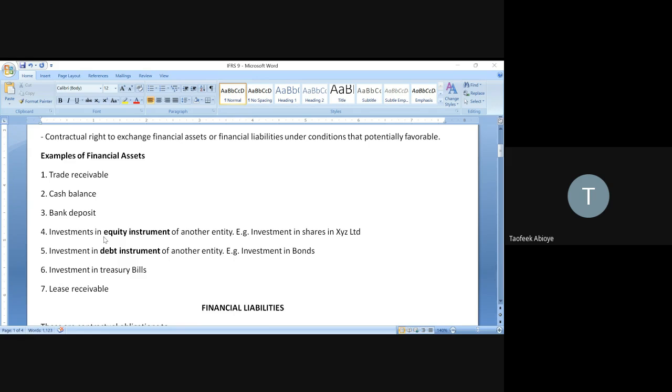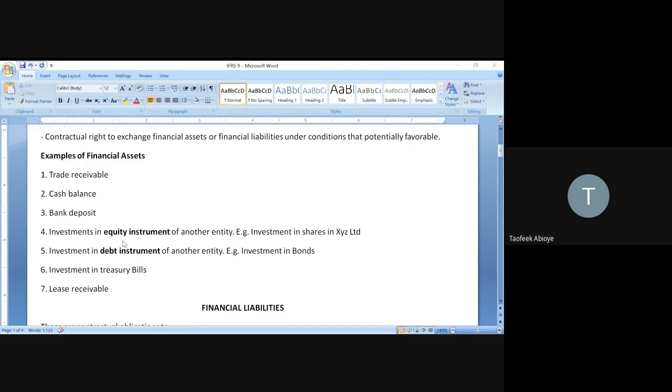What is the return on investment in equity instruments? The return is dividend, and that dividend depends on the profitability position of the company. If the company makes profit, then that profit will be moved to retained earnings. Then from the retained earnings, they will declare dividend. Then you collect the return on your investment. At the end of each financial year, you are entitled to dividend. So with this equity instrument, number one, you are entitled to dividend.